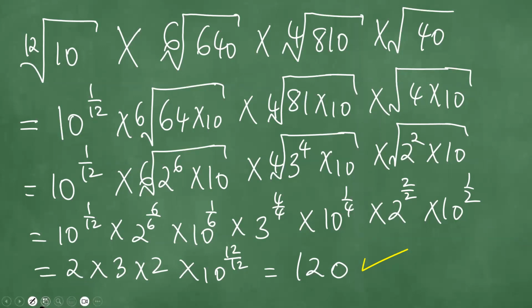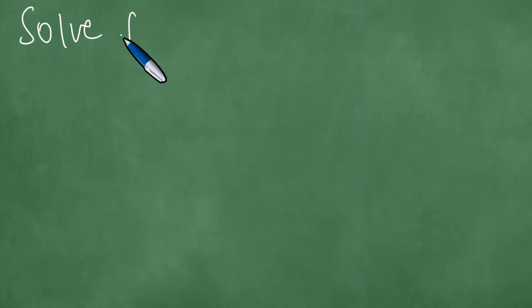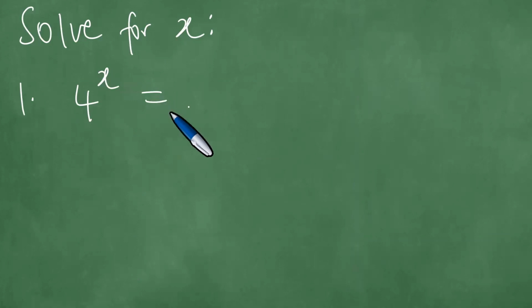Right, so next thing is to proceed as follows and solve. Solve for X. Number one: if 4 to the power X is equal to cosine 60 degrees. Okay, try this one quickly.